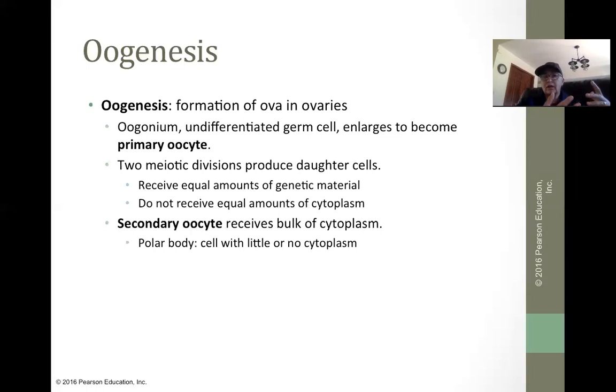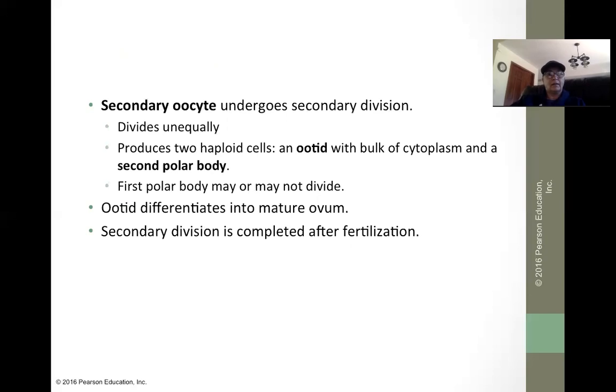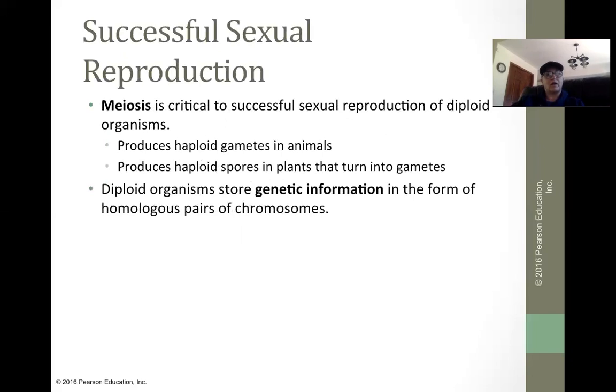So you can do genetic studies and ancestral studies from the maternal side by looking at maternal DNA found in mitochondria. That's why the bulk of cytoplasm is very important there, and it also helps give nourishment to a developing embryo. Again, these polar bodies are created at various steps along the way, but that secondary division is completed almost instantaneously with fertilization. It's really bizarre.